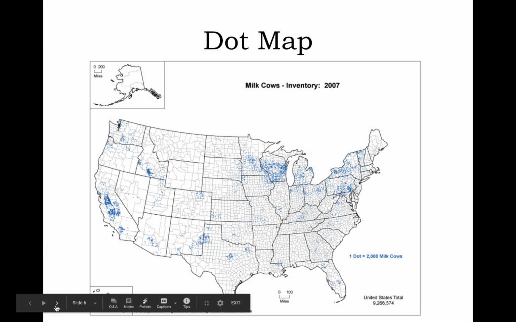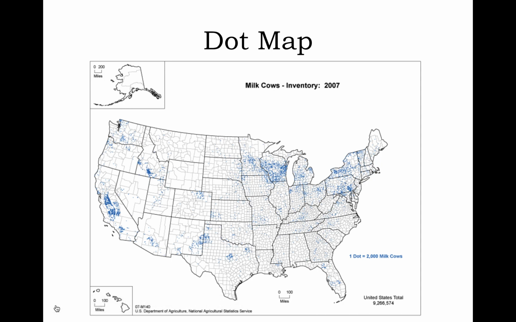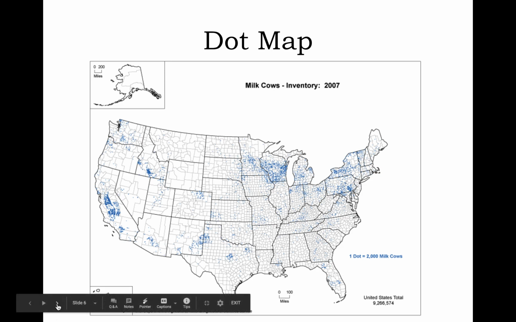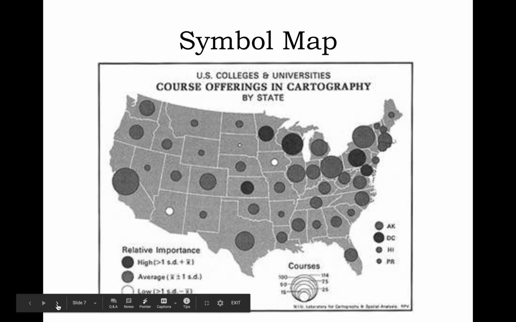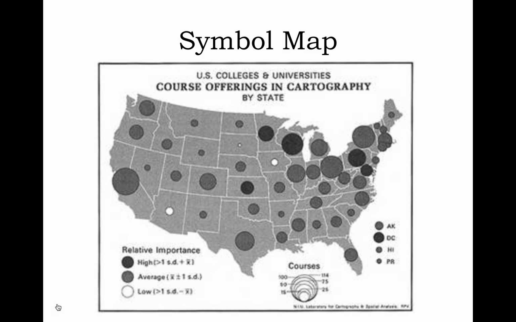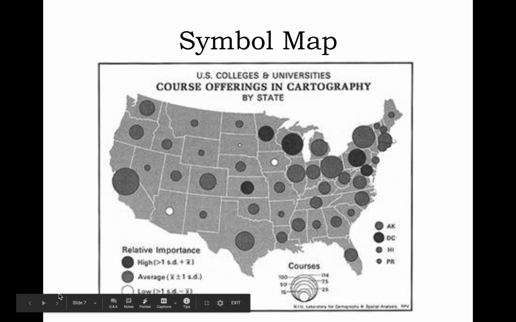A dot map is going to be used for specific locations of a unit of measurement, such as this map shows milking cows. In the inventory of cows found, where we see those dots, we see a higher frequency of cow or milking of cows. Symbol maps is a look at a specific set of symbols, and in this case, the larger the symbol shows the larger number of that symbol, and the smaller the symbol, then it shows the lesser amount of that particular symbol unit.